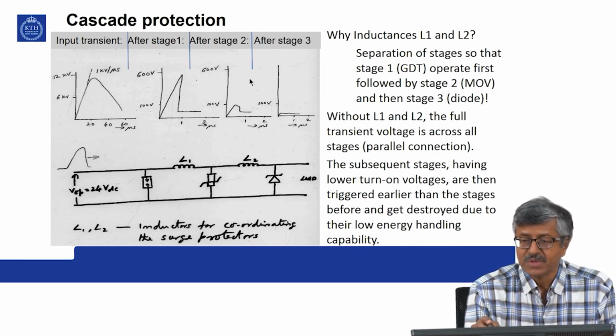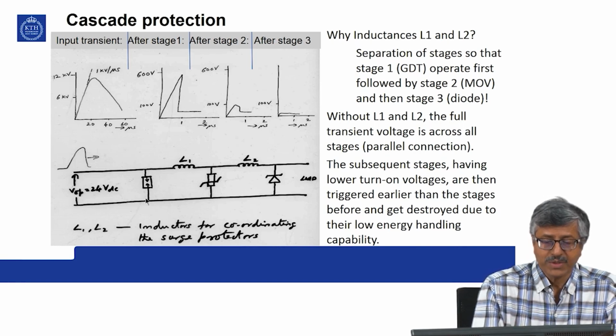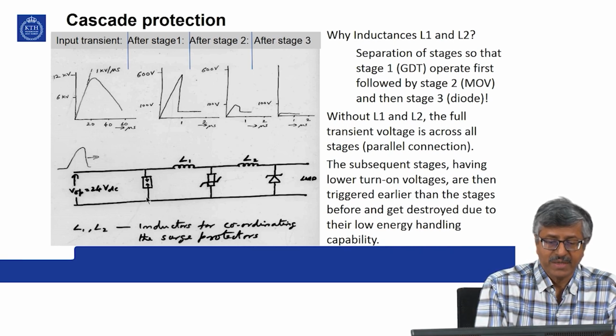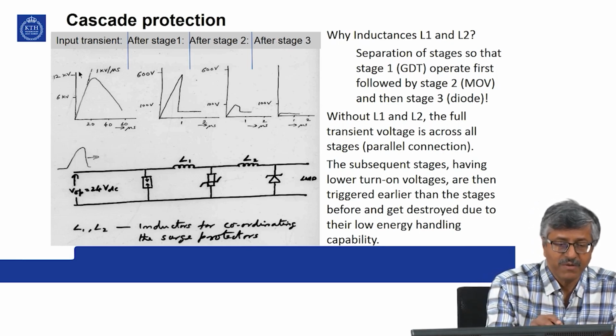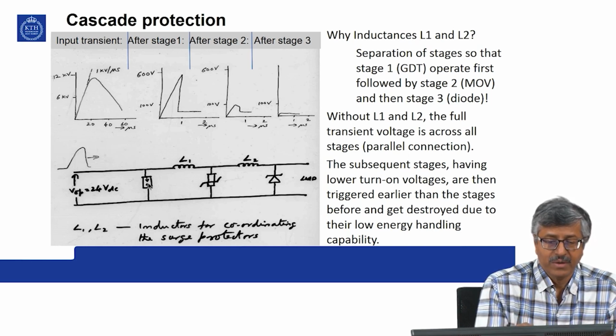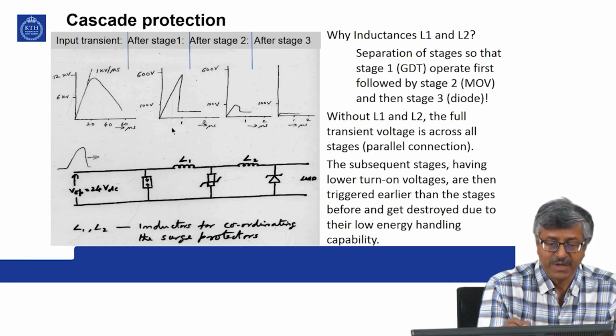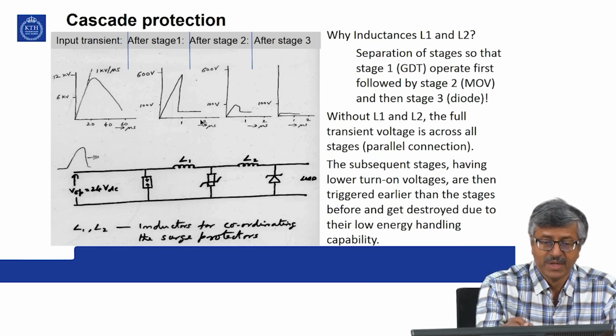Now, here, cascade protection. Often you will use several stages for protection, so that at each stage you are reducing the transient from the previous stage. For example, if this is your input transient, you have a spark gap, then after stage 1, the voltage transient is of this form, the clamping by spark gap.